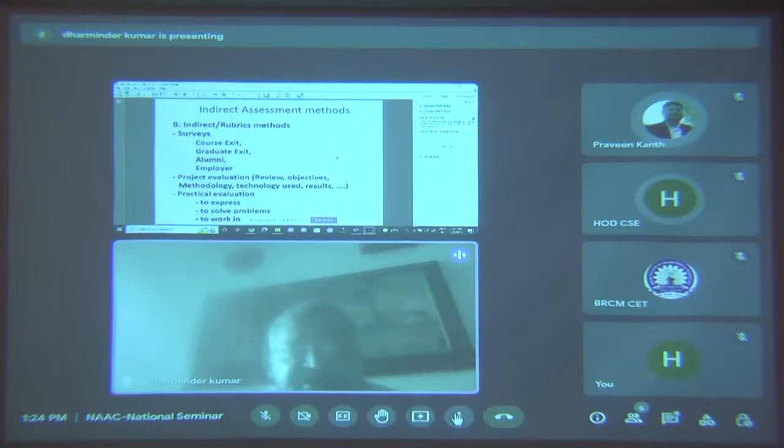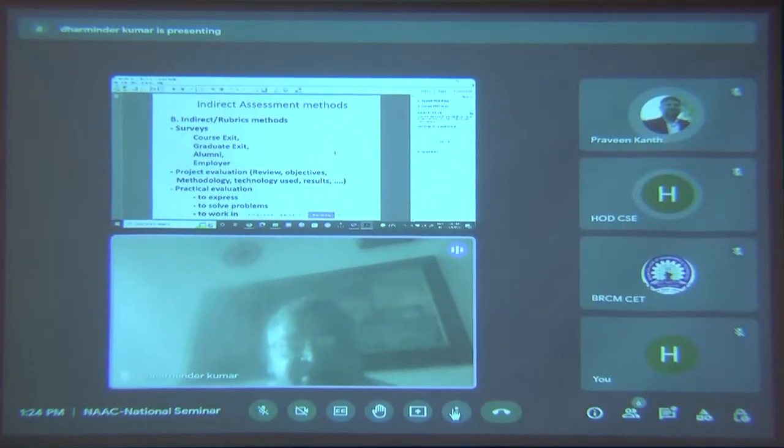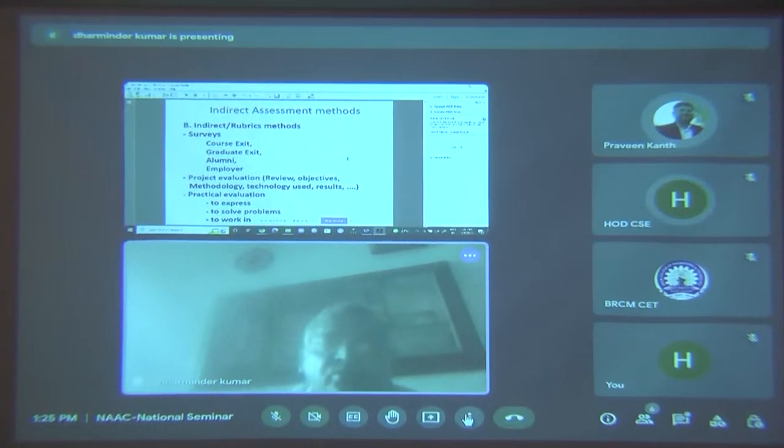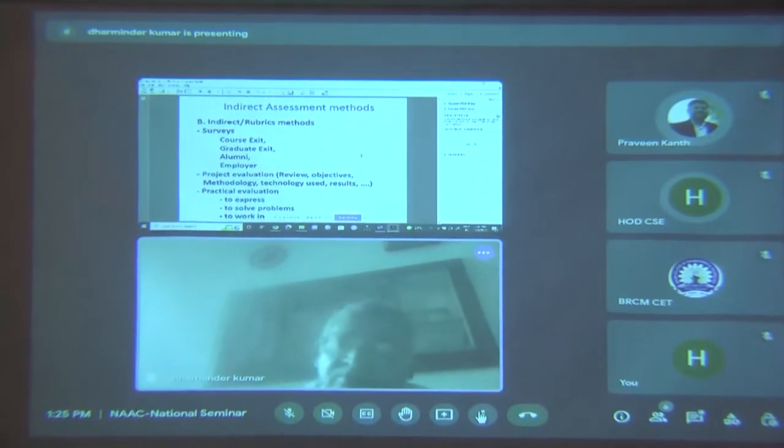Then practical evaluation, again to express, to solve, to work in a team. So all these are to be measured through these methods.